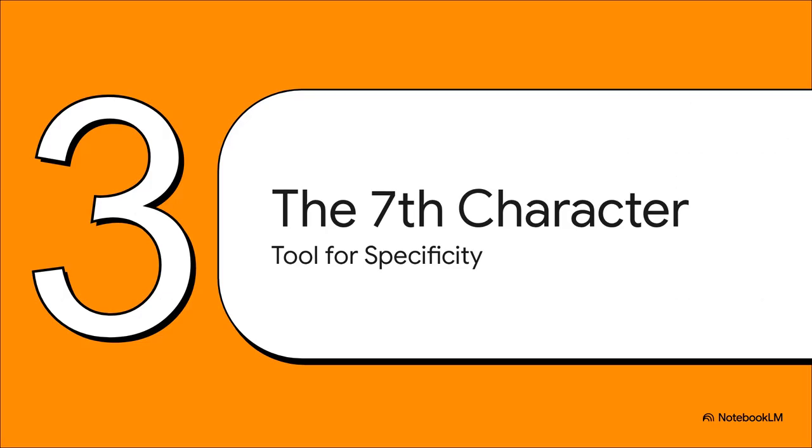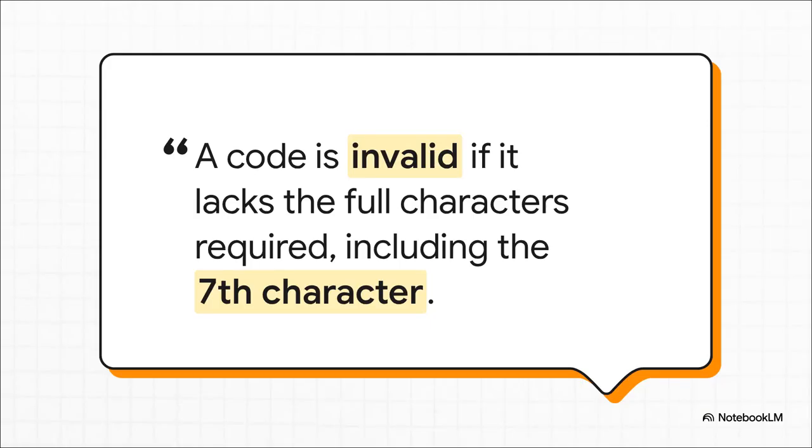Section 3, the all-important 7th character, the ultimate tool for specificity. This brings us to the main focus today. The 7th character isn't just a polite suggestion. It is the strict, unyielding law of the medical coding universe. Just look at this quote straight from the official guidelines. A code is invalid if it has not been coded to the full number of characters required for that code, including the 7th character, if applicable. In coding, precision is not optional. It is absolutely mandatory. If the manual demands a 7th character, you provide it. Period. If you don't, the code is invalid, the data gets corrupted, and the claim is outright rejected by the payer. It's a hard stop.